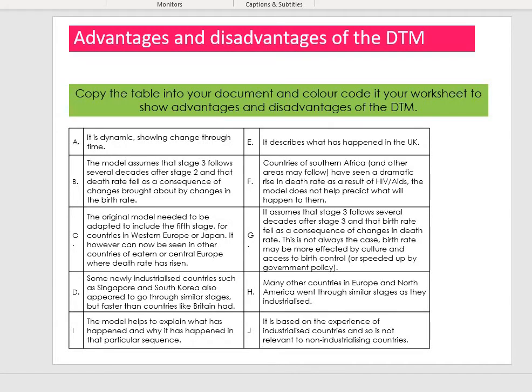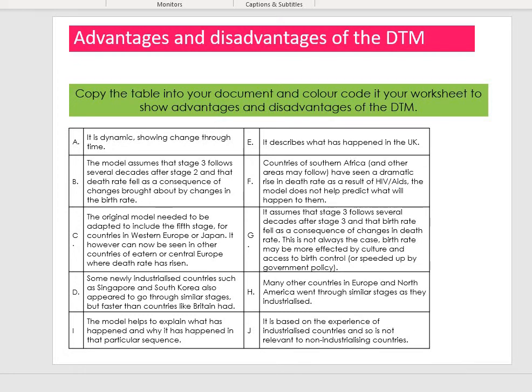So this table takes you through some of the advantages and disadvantages of the demographic transition model. So what we need to do, if you're doing your work on a computer, you need to maybe copy and paste this into your document. If you've got a printer at home and you're doing your work on paper and you want to print it out instead, you can do. But all you need to do is go through and colour code it to show which of these statements about the model are positives and which are negatives.